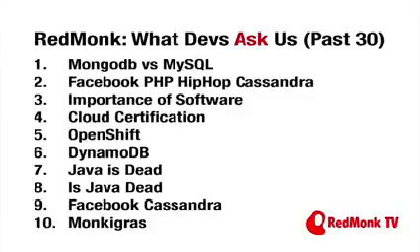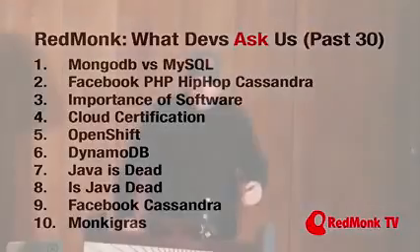So we have Mongo versus MySQL, Facebook, PHP, HipHop, Cassandra, importance of software, cloud certification. That one I was curious about. I didn't really expect that. OpenShift, DynamoDB, and these are my favorites. Java is dead. Is Java dead? Facebook, Cassandra, and then, near and dear to our hearts, Monkey Grok.